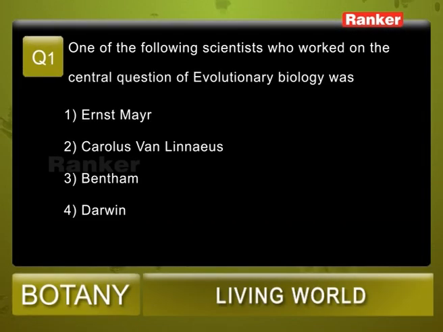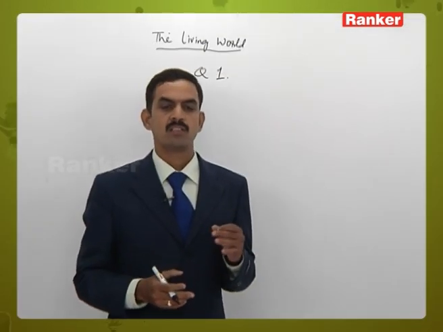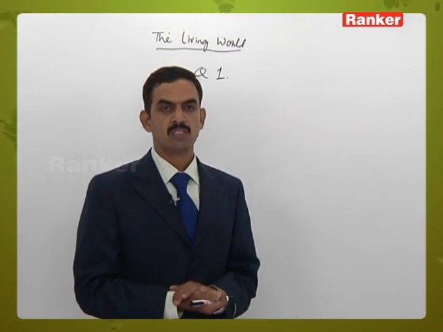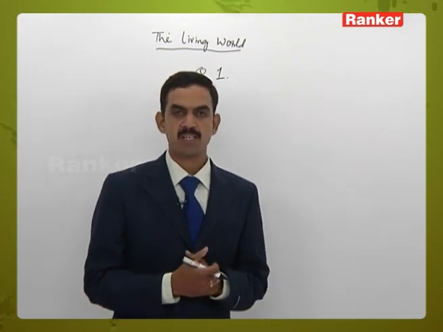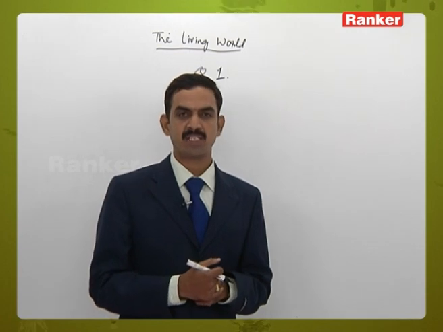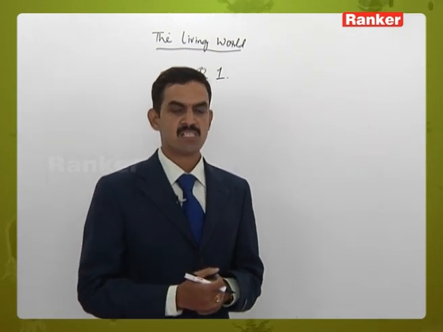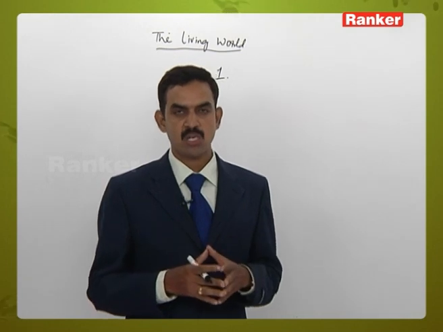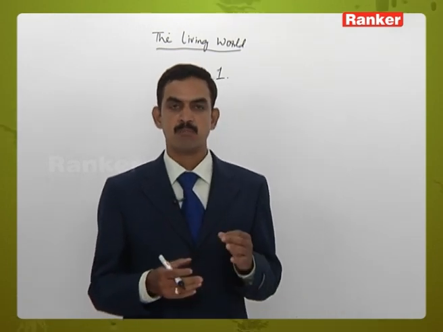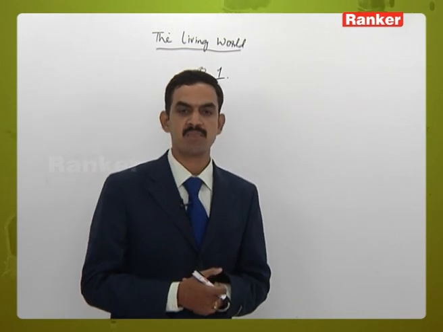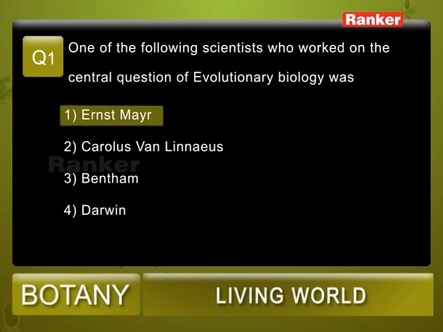One of the following scientists who worked on the central question of evolutionary biology was, options: 1. Ernst Mayr, 2. Carolus Linnaeus, 3. Bentham, 4. Darwin. So in this, Darwin is a scientist who is related to the evolution process. Bentham is a person who is related to taxonomy, the classification of the plants. Carolus Linnaeus is the father of taxonomy. He is also related with the development of plant sciences. But Ernst Mayr is a scientist who is concerned with the central question of evolutionary biology. So question number 1, the correct answer is 1.